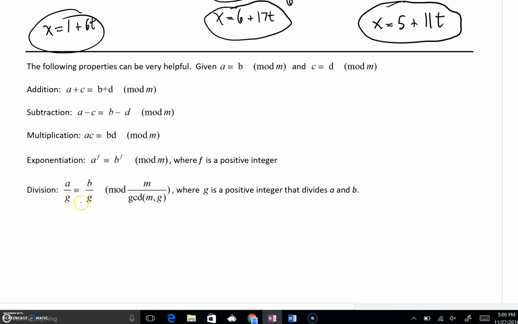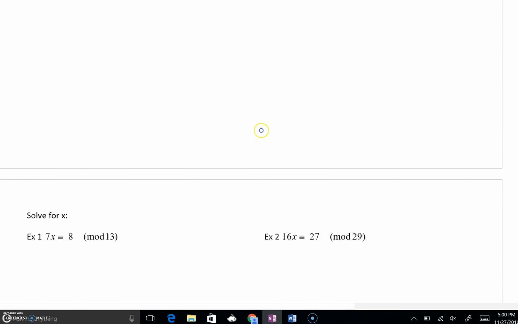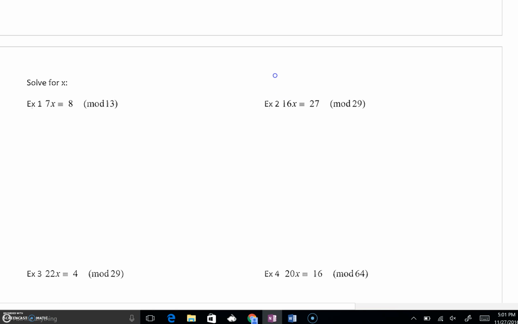If you have A is congruent to B, you can divide by G, but it's possible that your mod would change. Your mod would be M all over the greatest common divisor of M and G. We're going to actually look at some problems like that in just a moment. Let's immediately go to right over here where we're solving some equations. This is definitely going to help us out considerably.